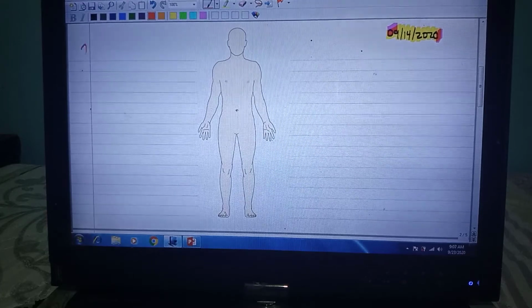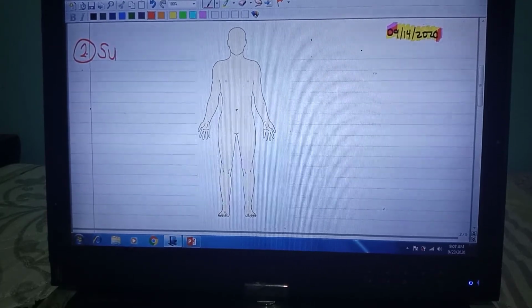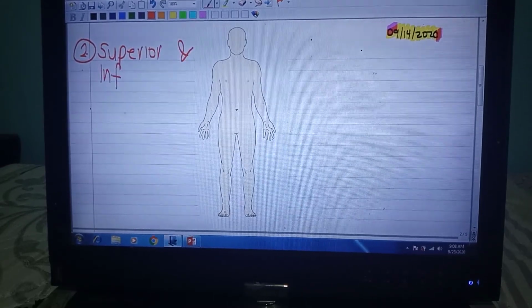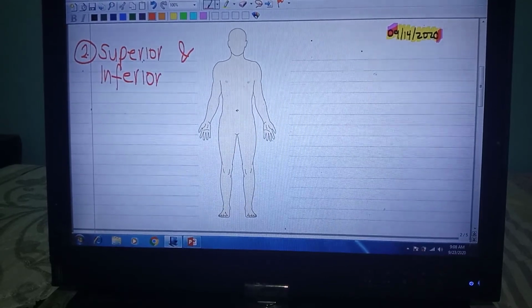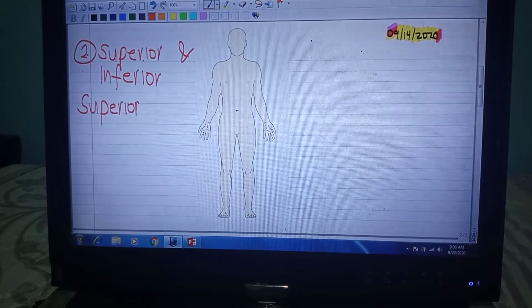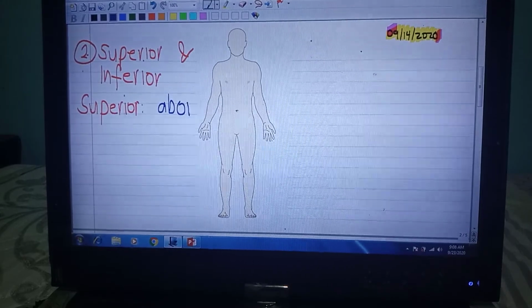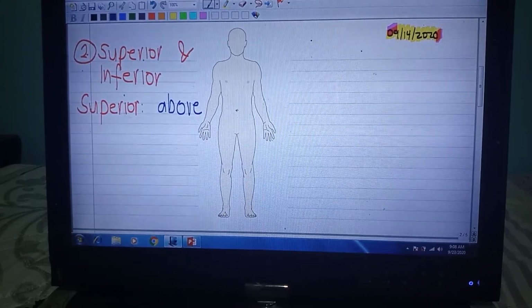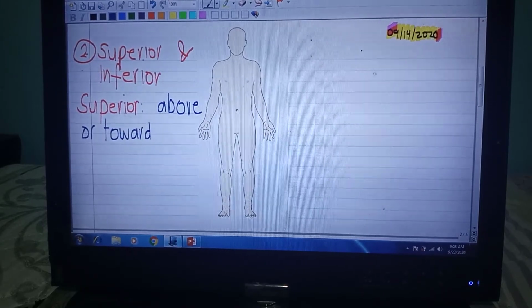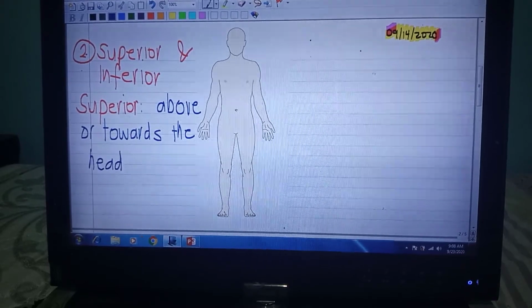Okay, next. Next directional term, we have your superior and your inferior. The term superior corresponds to the term above, or towards the head.